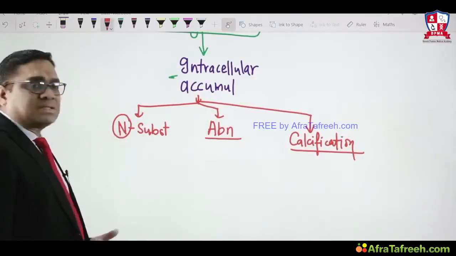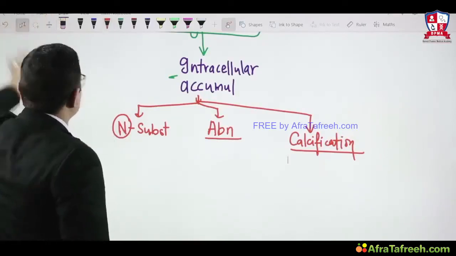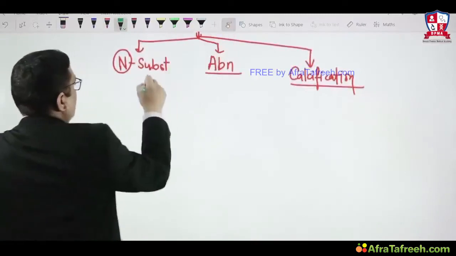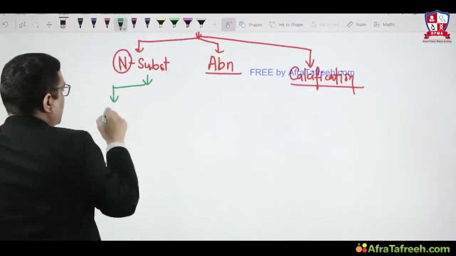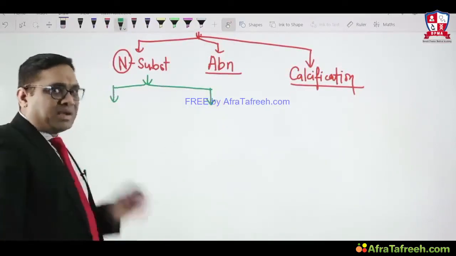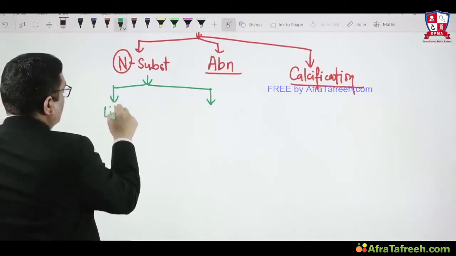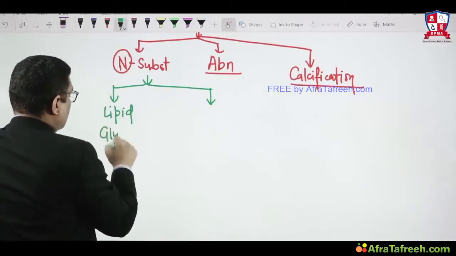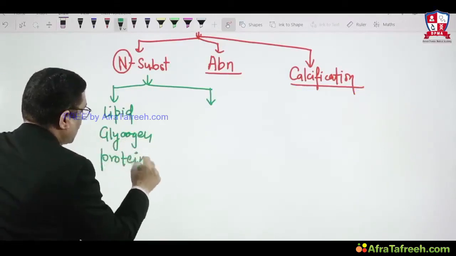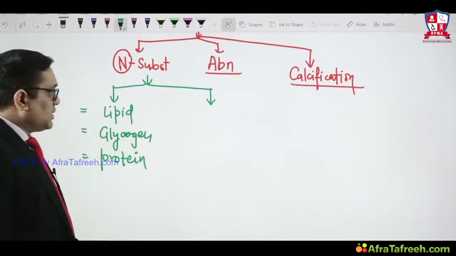So what are the normal substances we can see? Normal substances, as I have told you, are normally present, but during chronic stimuli they will have excessive accumulation. It can be certain substances, and it can be certain pigments also. The substances we will see are lipid, glycogen and proteins. So these are some of the normal substances which will be accumulated, right?